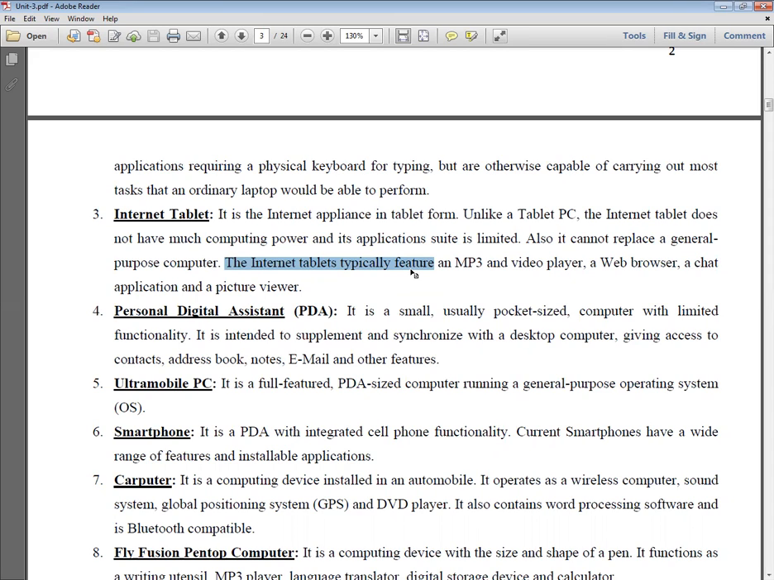See, what is personal digital assistant means? It is a small, usually pocket-sized computer with limited functionality. Suppose let us consider a calculator. Can we keep a calculator in our pockets? We can keep a calculator in our pockets, right? So PDA is also a small device where we can place it in a pocket. A computer with limited functionality. That means it is slightly like a computer, but it has some limited functionality.